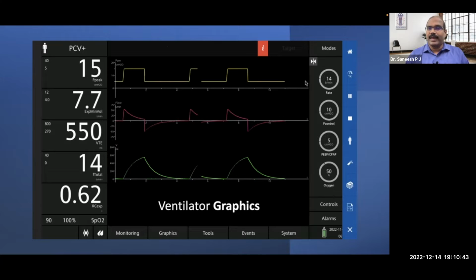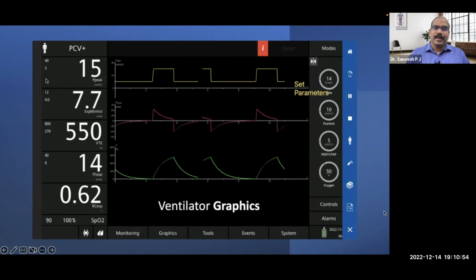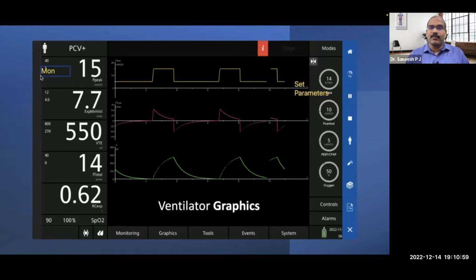So here you can find what rate we have set. We have set pressure control over there. We have set PEEP, oxygen percentage. And of course, you can go to advanced settings also. And most of the residents forget to document what is actually monitored.